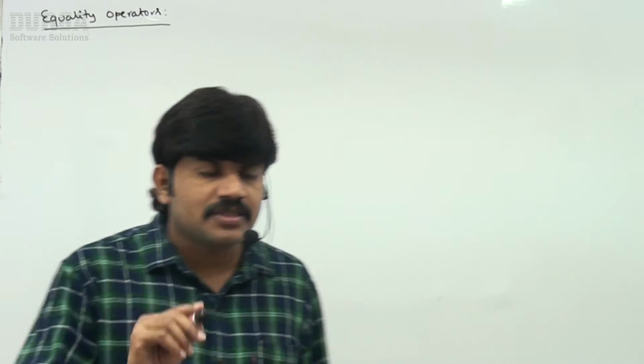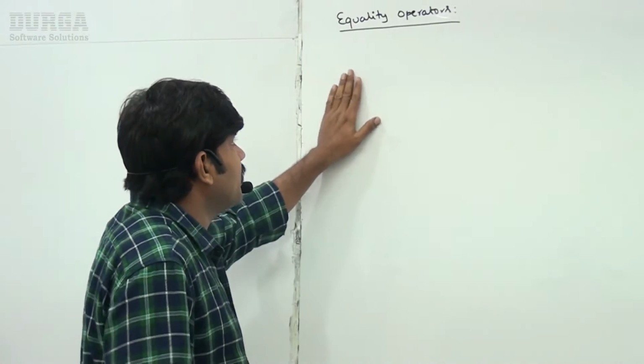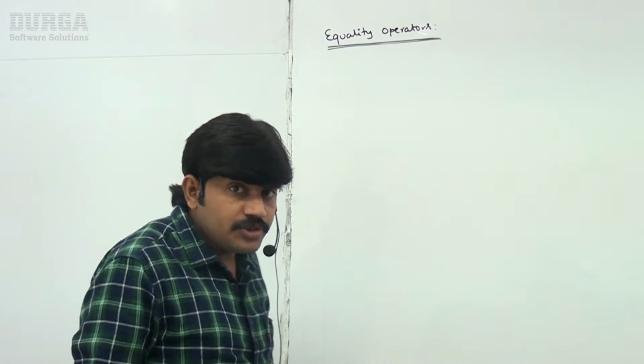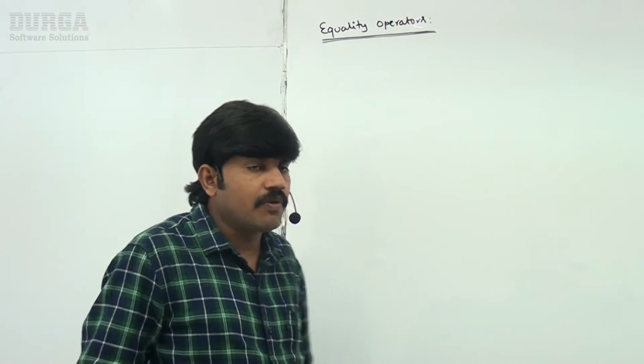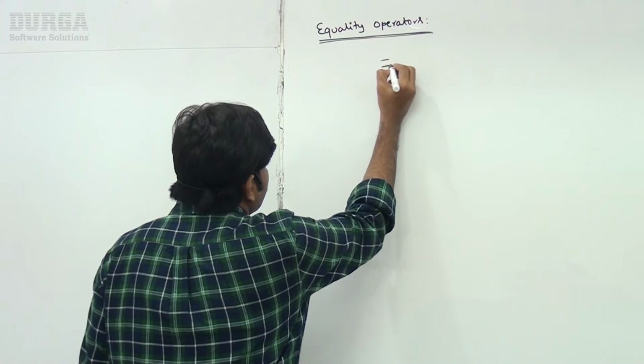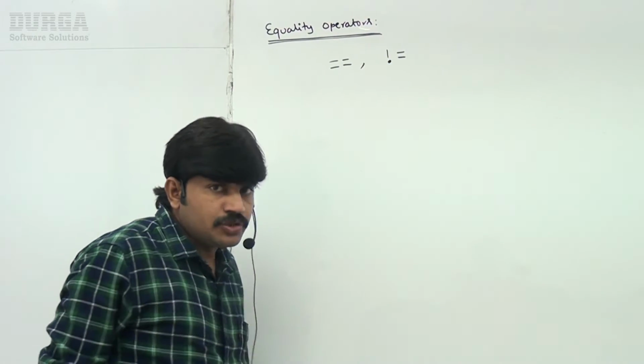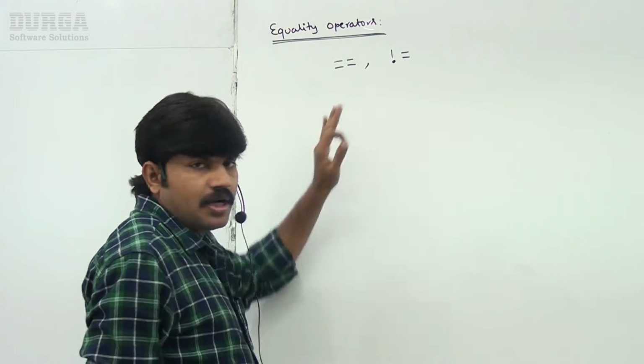Hi friends, in the last videos we started the operators concept. In arithmetic operators we covered, relational operators we discussed. Now the next set of operators we have to discuss: equality operators. Which are equality operators? Just double equal operator and not equal operator. These two operators are called equality operators.